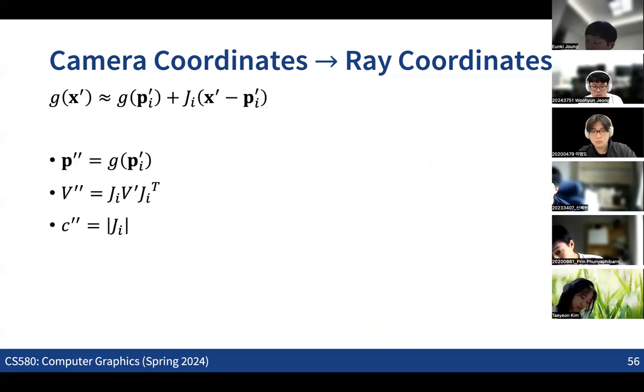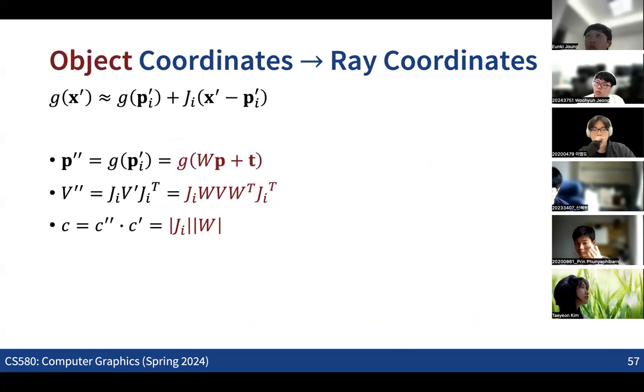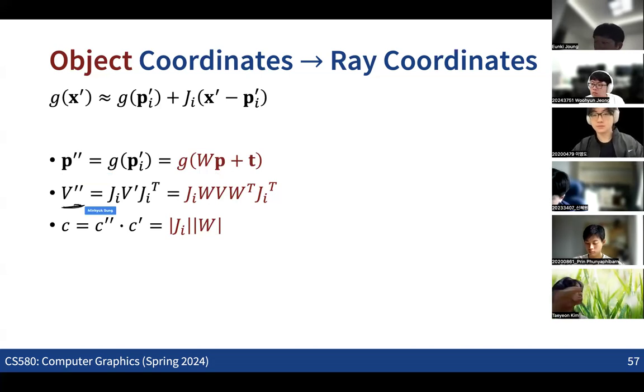So that means that we are going to have the transformed center point, the transformed covariance matrix and the scaling factor converted from the camera coordinates to the ray coordinates. If we combine these two, from the object coordinates to the ray coordinates, then P double line can be defined like this: from the center point defined in the object coordinates to the points in the ray coordinate system. The covariance will also be converted like this, multiplying the matrices like this. And then the scaling factor will also be defined like this.